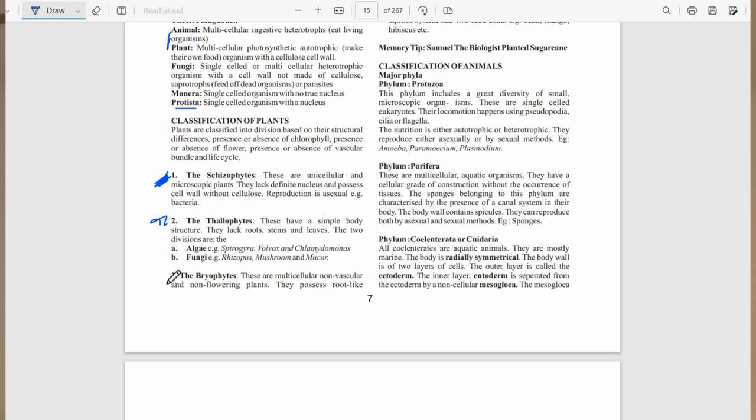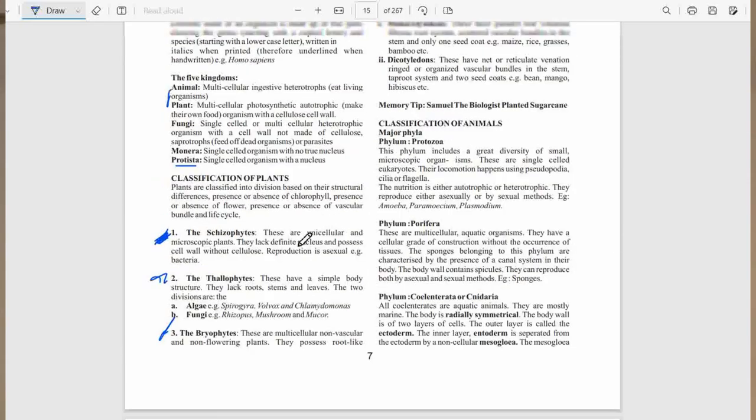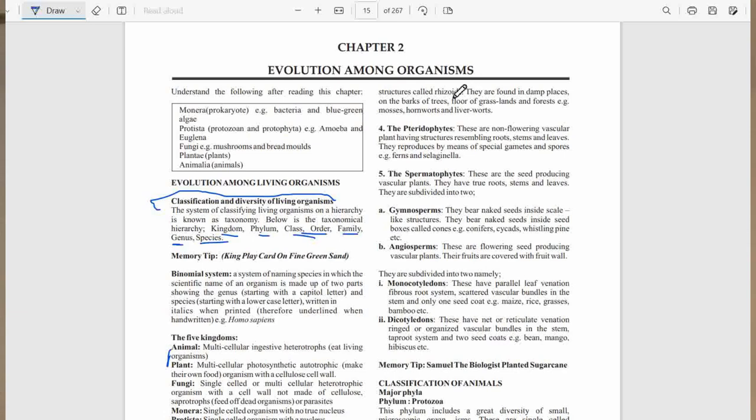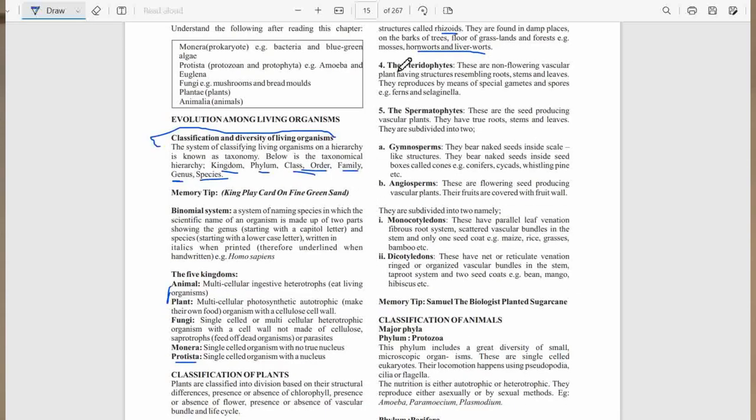And then you have the bryophytes. Bryophytes are non-vascular and non-flowering plants, and they possess root-like structures called rhizoids. Examples are moss and liverwort. The next one is the pteridophytes, where a classic example is the ferns. They are non-flowering vascular plants, having structures resembling root, stem, and leaves, and they reproduce by means of gametes. Then the last level in classifying plants will be the spermatophytes. These are seed-producing vascular plants. They have true roots, stem, and leaves.